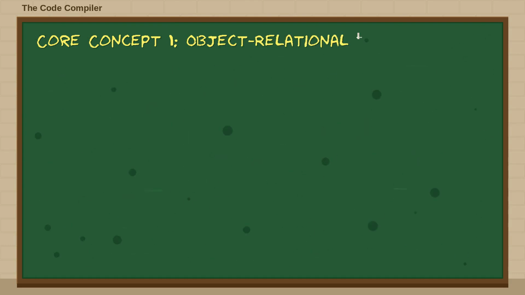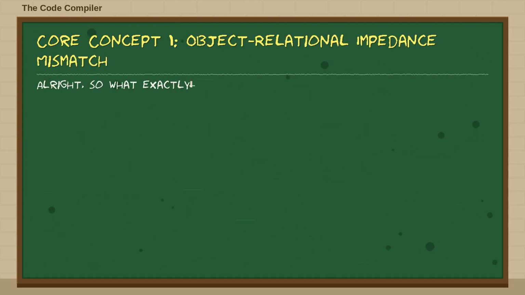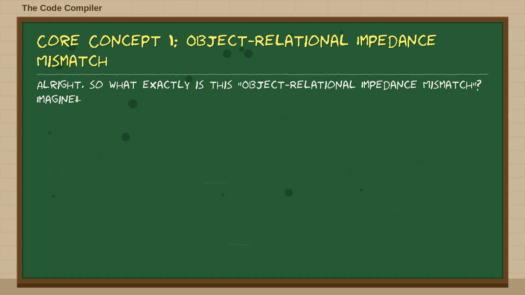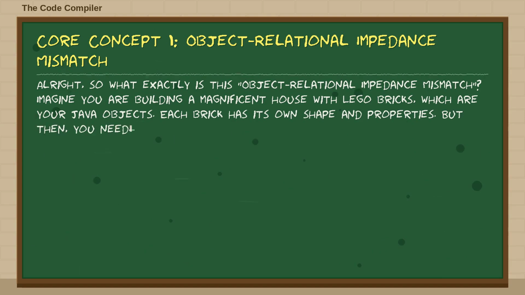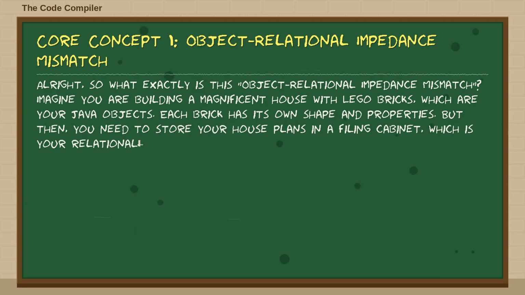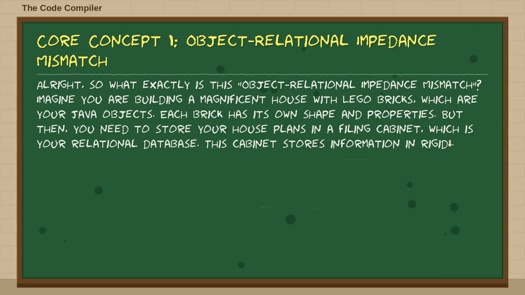Alright, so what exactly is this object relational impedance mismatch? Imagine you are building a magnificent house with Lego bricks, which are your Java objects. Each brick has its own shape and properties. But then, you need to store your house plans in a filing cabinet, which is your relational database. This cabinet stores information in rigid tables with rows and columns. How do you translate your flexible Lego house into a structured filing system?